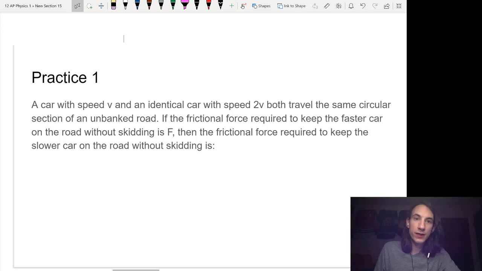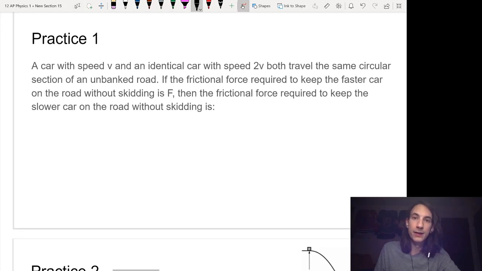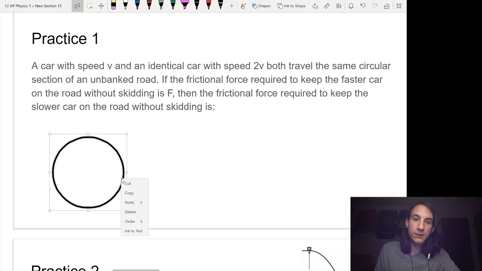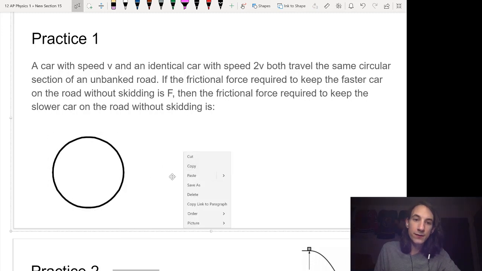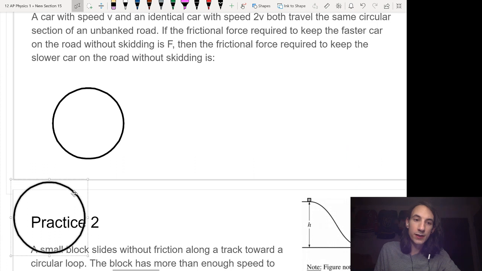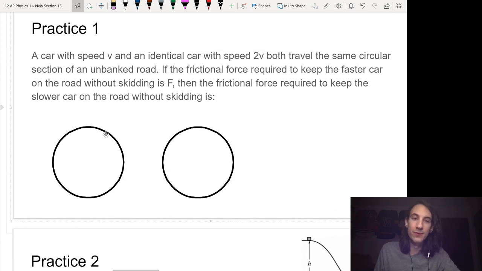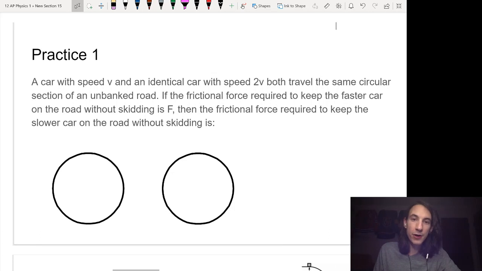Okay, so we're thinking about a situation where we really have a lot of the same ideas, the same setup. The only difference is going to be the speed, because if we're thinking about both of these cases, it's the same road. This is my road from an overhead view.